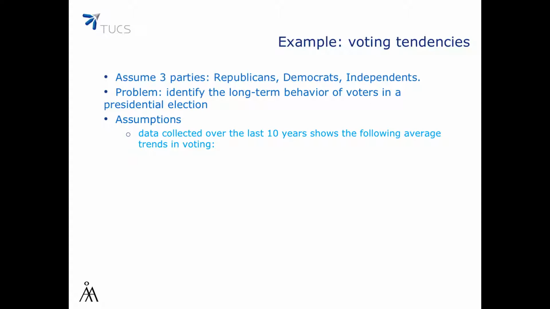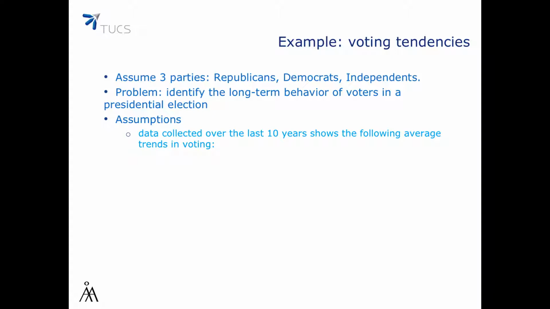I take now another example inspired by the US election system. All the values in this example, meaning the tendency of switching party loyalties, are of course completely artificial, leading to artificial predictions as well. Its point is only to demonstrate how to build a probabilistic model and not to give any realistic predictions about the US elections. So we are going to assume three groups: Republicans, Democrats, and Independents, and the problem is going to be for us to identify the long-term behavior of voters in a presidential election.